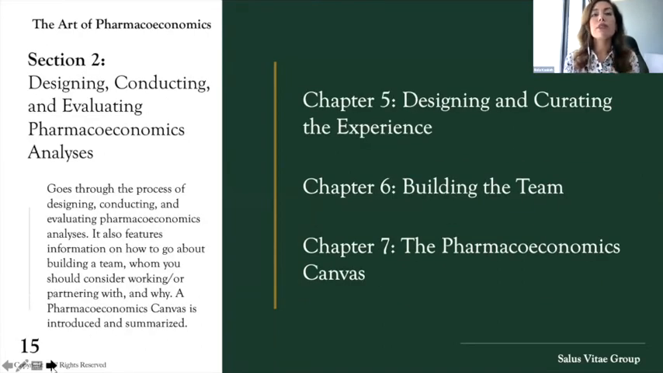Then section 2 goes into designing, conducting, and evaluating pharmacoeconomics. That's where you're going to go right into designing and curating the experience, thinking about how we design and conduct these analyses, who to work with and why, who the different individuals involved are, how to even begin to design your meetings around that, and what certain outputs are. Then we go into a very significant tool that was created, the Pharmacoeconomic Canvas, which is really a framework of all the different elements in a very easy to read, easy to digest canvas.